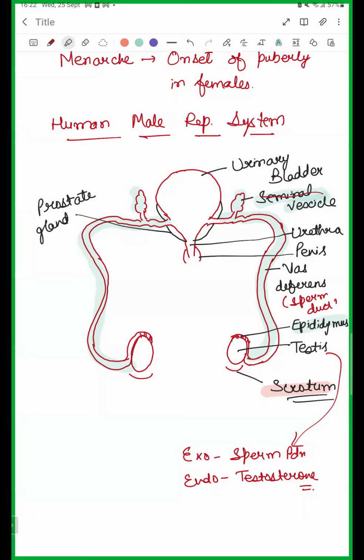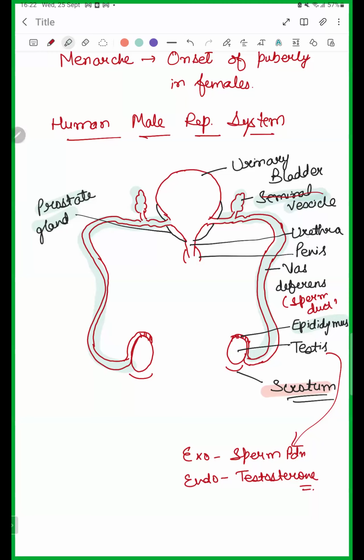So nourishment, nutrition. Next is the prostate gland. The prostate gland is labeled over here. It is behind the urinary bladder. It releases a fluid which nourishes the sperms and makes them transport easier.